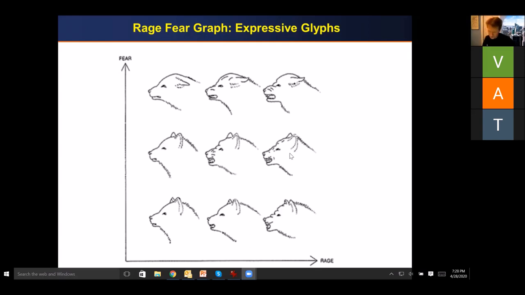Very expressive visualization. Two coordinates, rage and fear, and the actual look of the object, right? Which is really high dimensional. How can you describe this dog other than by a picture, right? So it's a very, very good visualization of that.